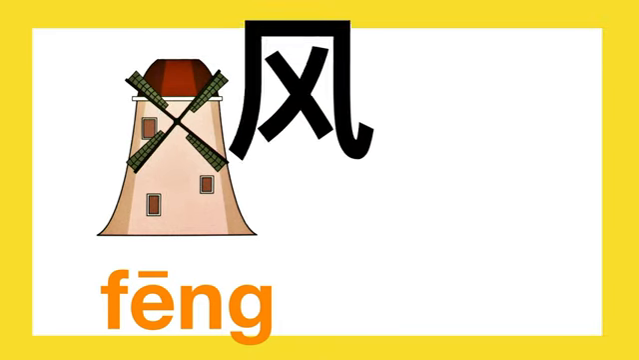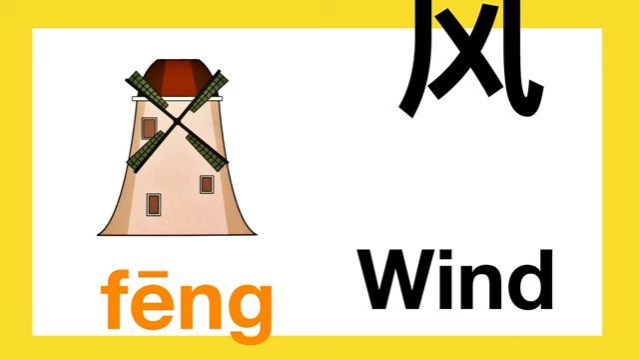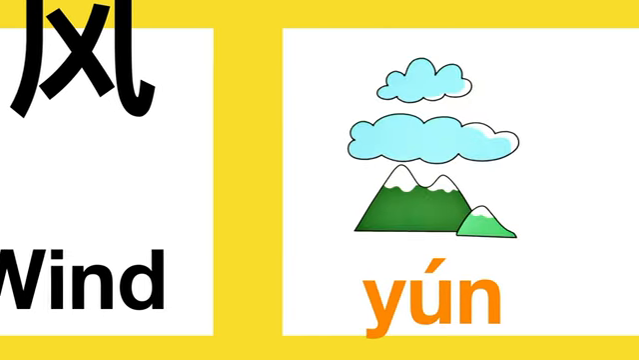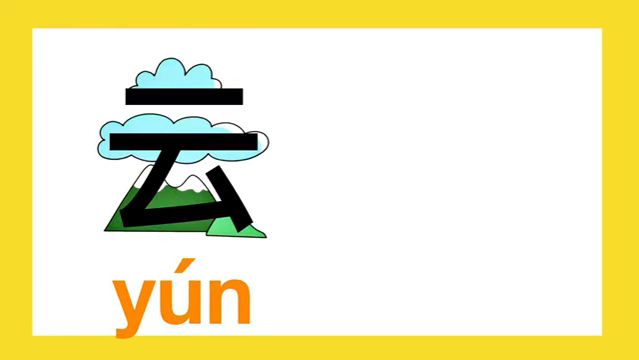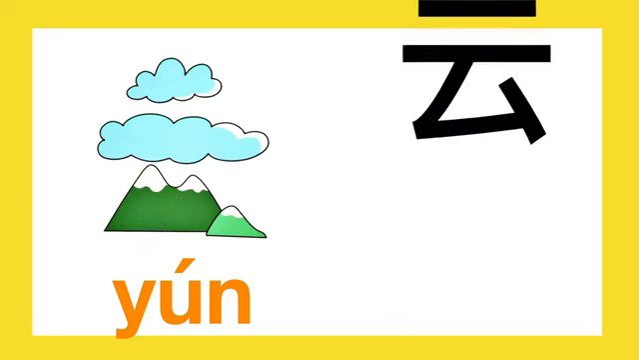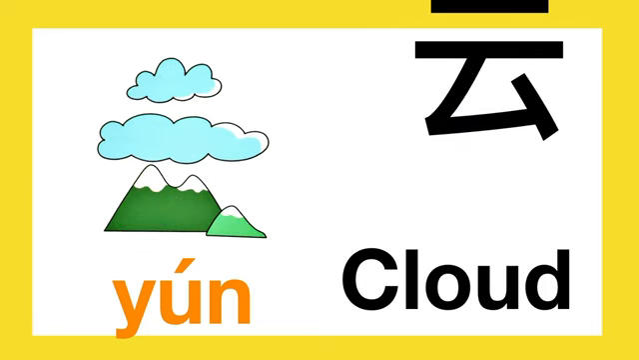风. It means wind in English. It looks like a windmill. Or you can say it looks like a kite. 云. It means cloud in English. This character looks like the cloud over the mountain.